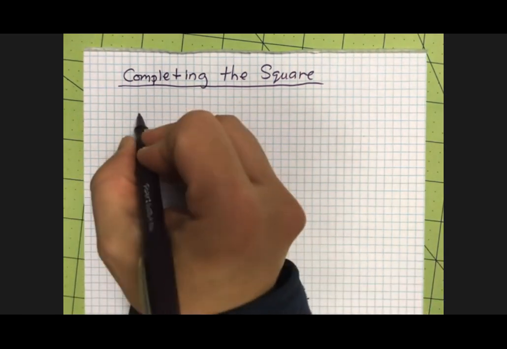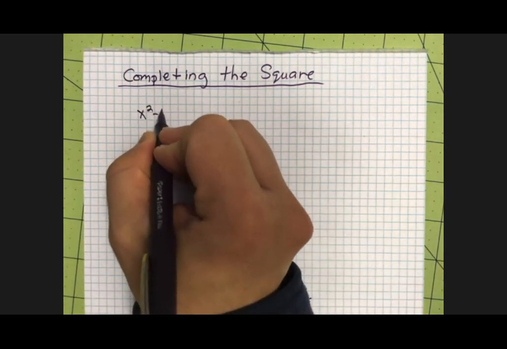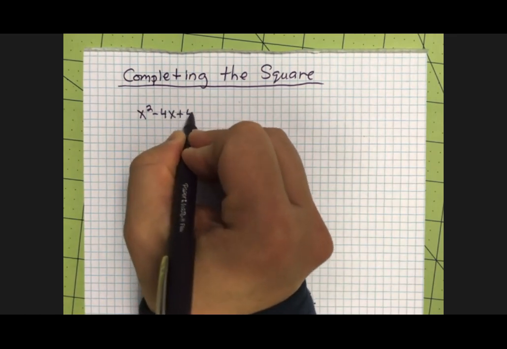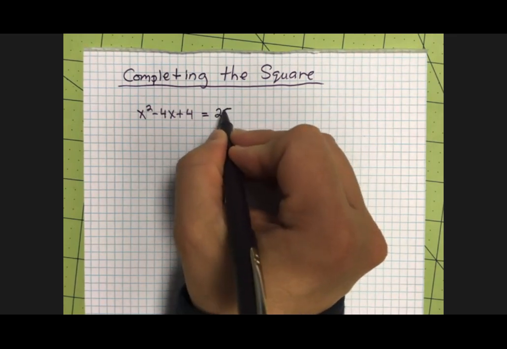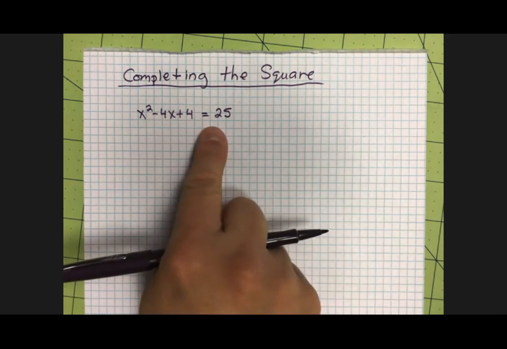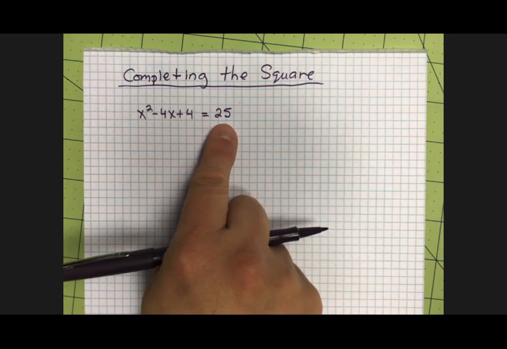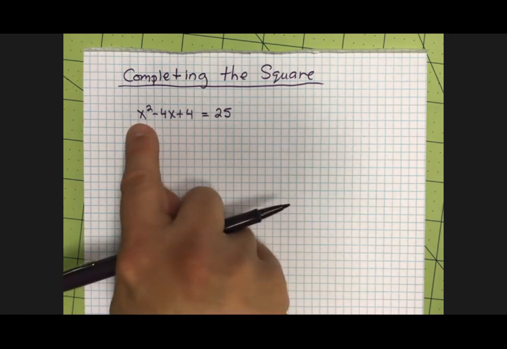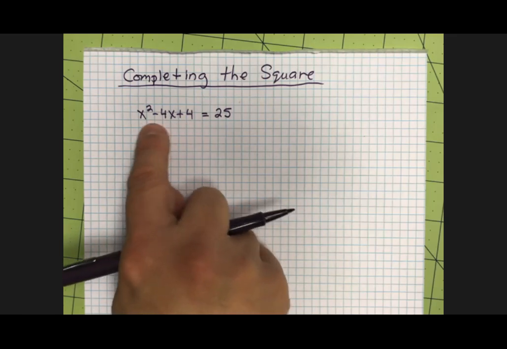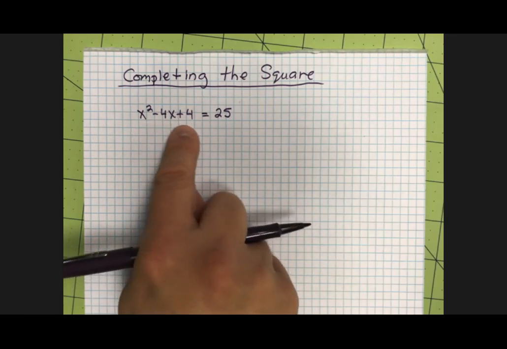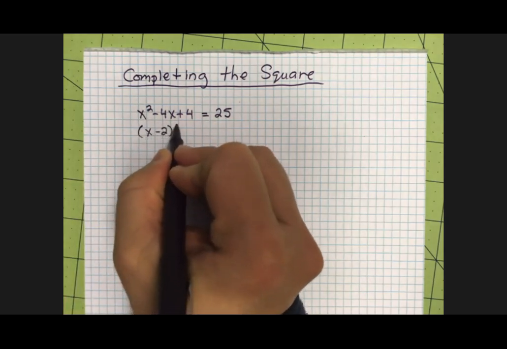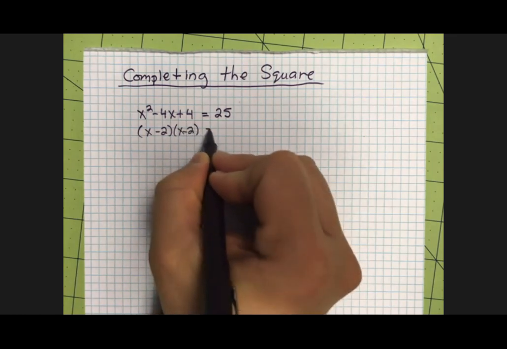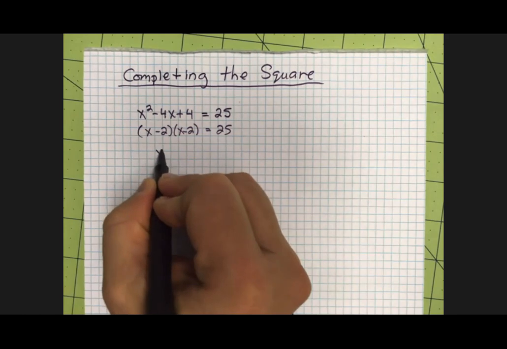For example, if I said to you, x squared minus 4x plus 4 equals 25. You don't immediately think you could use a square root method on this. 25 is a nice perfect square. It's kind of enticing because you're not necessarily looking at this as a perfect square yet. But do you see that this is a perfect square? If you factored this, it would be x minus 2 times x minus 2. That is a perfect square.